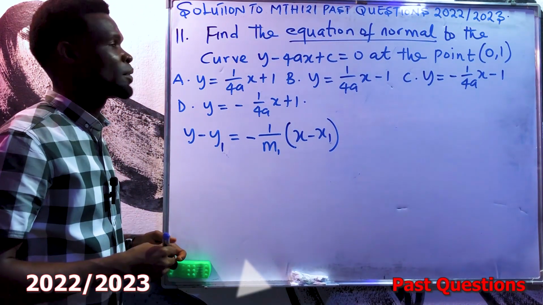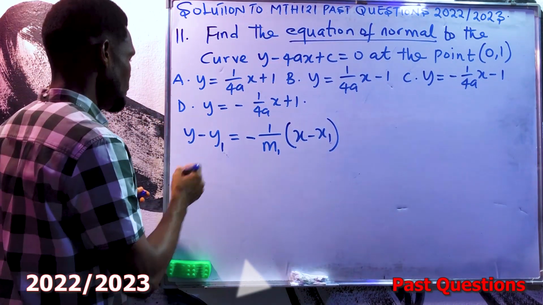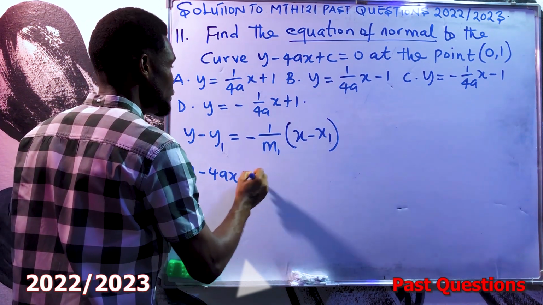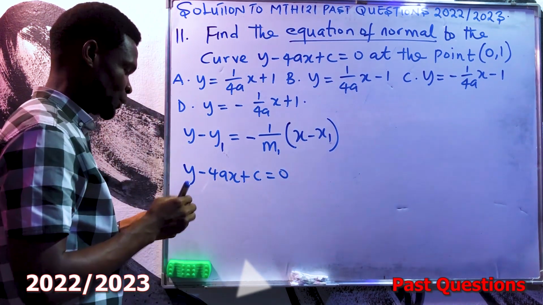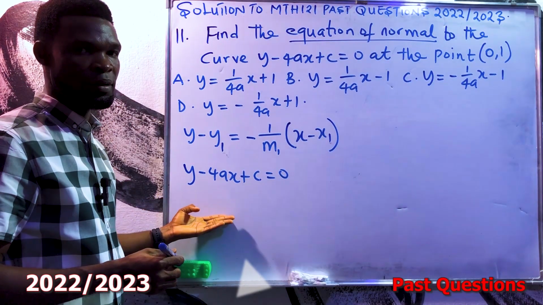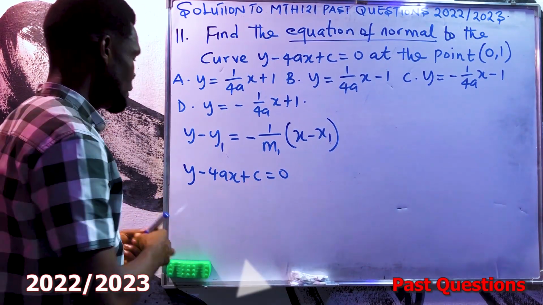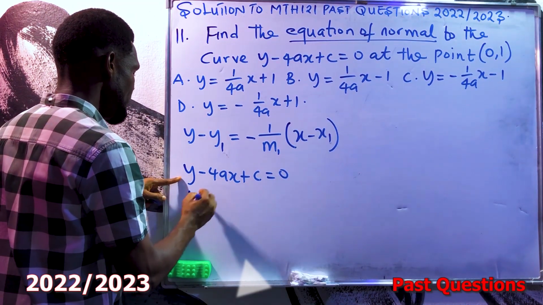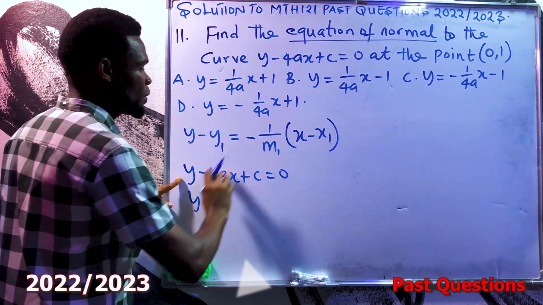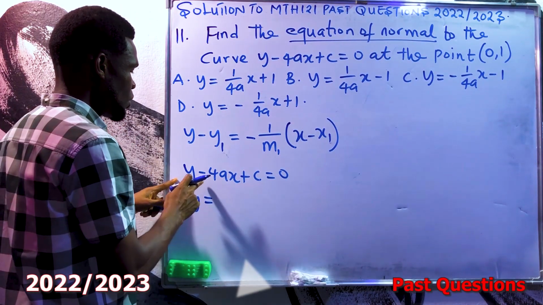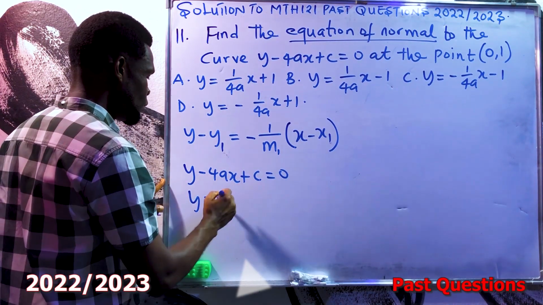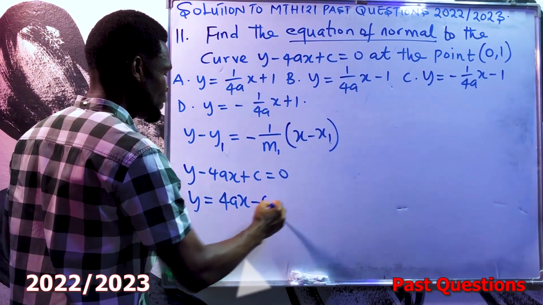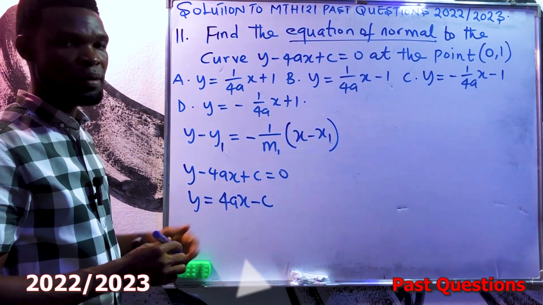The first thing is to pick the equation of the curve given, y minus 4ax plus c equals 0. So you want to differentiate this. In order to differentiate, I'll write this in terms of y. That is to say, y equals, I'll move every other thing to the right hand side. So minus 4ax will become plus 4ax, and plus c will become minus c.